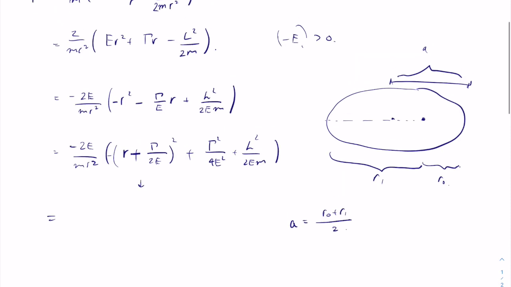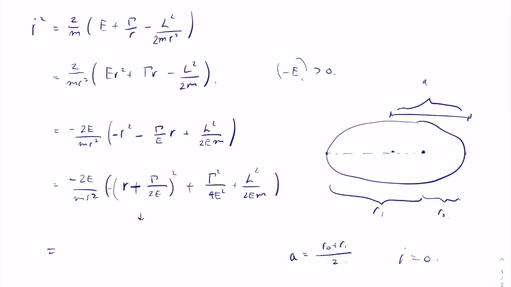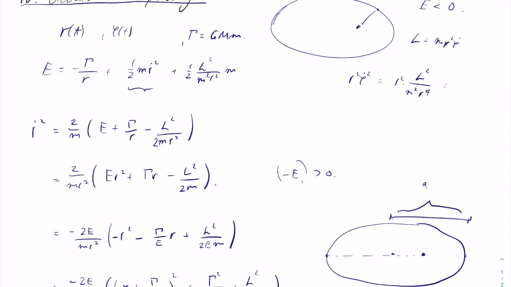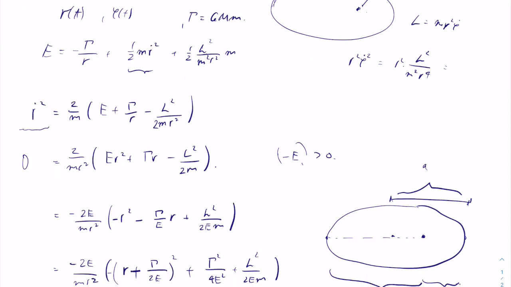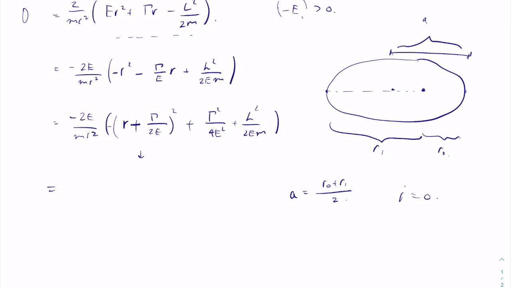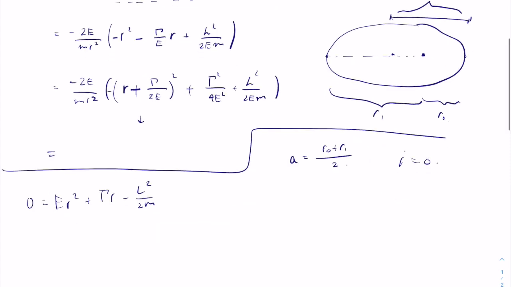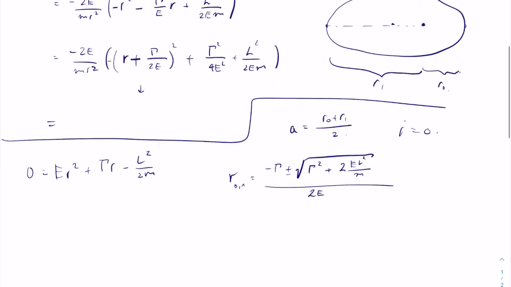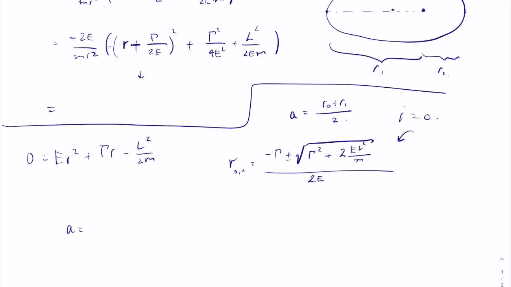So the major axis of the ellipse is just the large diameter of the ellipse divided by two, and r0 and r1 are the moments where r dot is 0, because those are the extrema. So when we're solving for the radius where r dot is 0, we get a quadratic equation that we're going to solve. Solving this gets us two solutions, of course, because there's the smaller and the larger one.